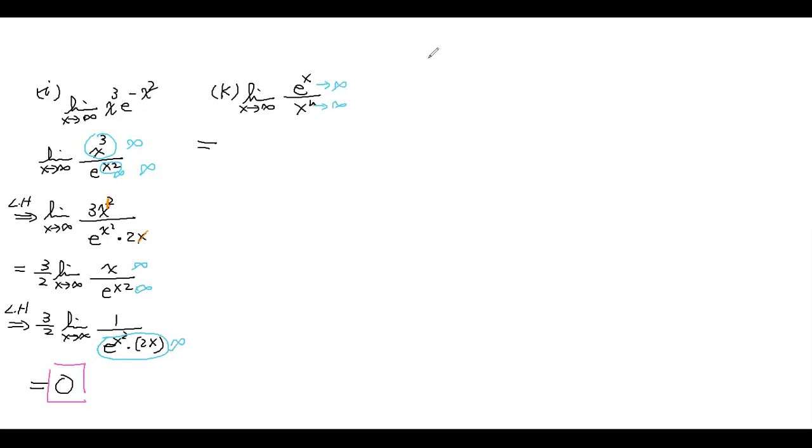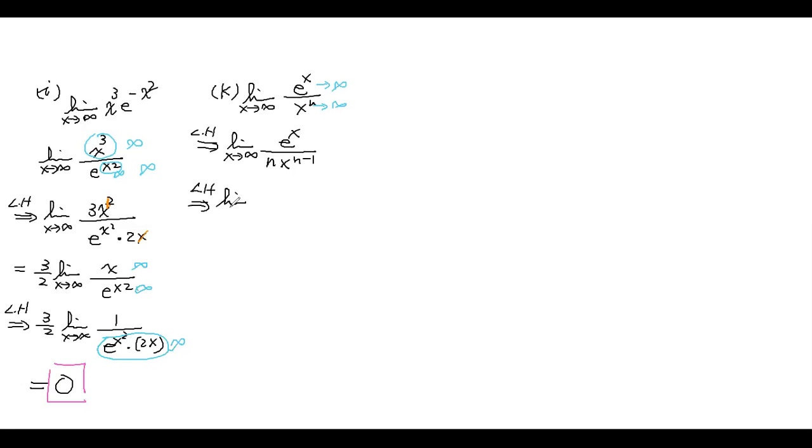So if you take a look at L'Hopital's rule, what happens here? The limit as x approaches infinity, the derivative on top is e^x, then the derivative on the bottom is n x^(n-1). So you check again, and it's still infinity over infinity. Let's take a look at one more, and then maybe you can see the pattern.